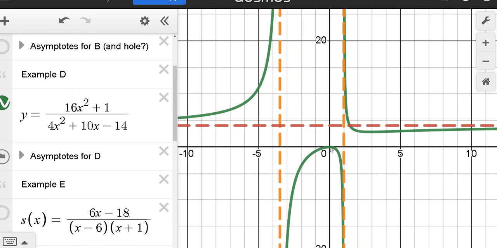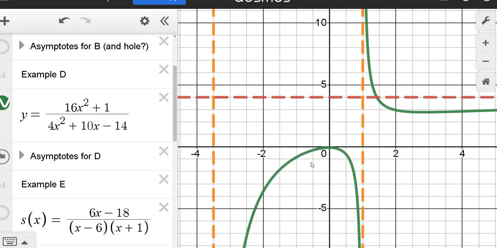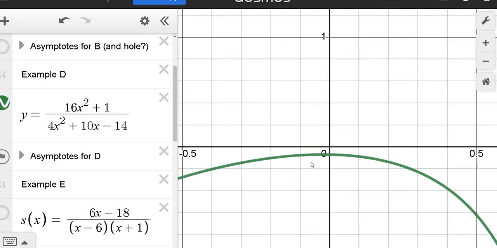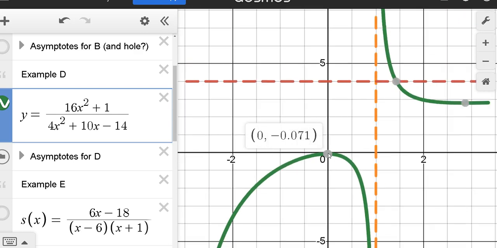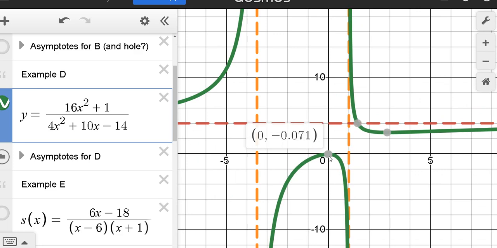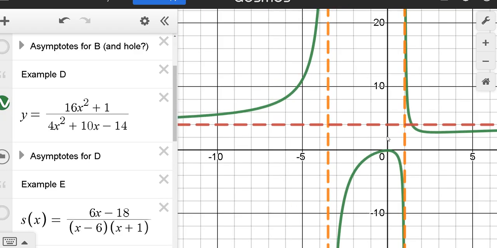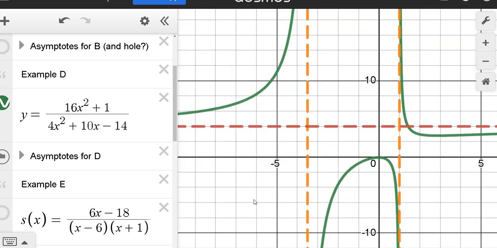Now, it looks like this touches the x-axis, doesn't it? I said it didn't. If you zoom in enough, you'll see that this point touches at negative 0.017, which is about negative 1/14. So it doesn't quite touch the x-axis. It has the vertical and horizontal asymptotes that we expected. But on your test, you're not going to be using Desmos. You're going to be using your graphing calculator.